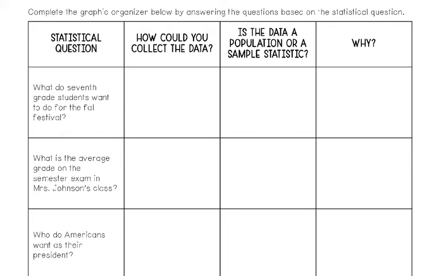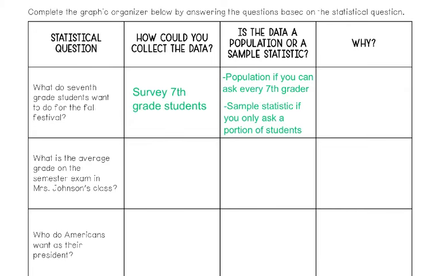Since we want to know what 7th grade students want to do, we could always ask a survey. Now, if you can ask every 7th grader, that would be a population statistic. But if this is a bigger school and there's no way to ask every 7th grader what they want to do for the fall festival, you could always just survey the students in a given lunchtime. If you only asked a portion or a subset of students in 7th grade, that would be a sample statistic.